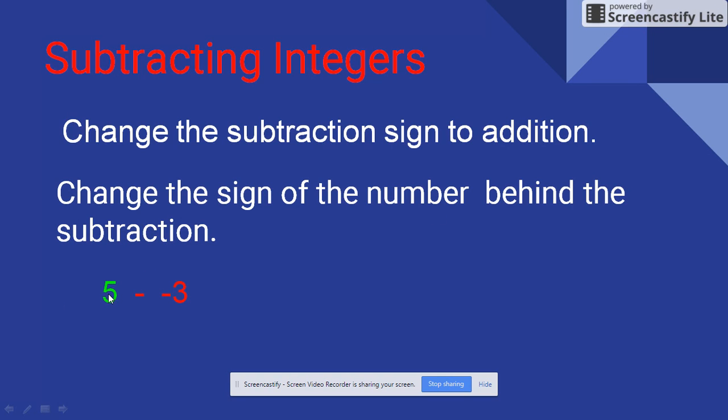Example, 5 minus negative 3. So you have to change the subtraction sign and negative to positive. It's going to be 5 plus, minus becomes plus, and negative becomes positive. So we have 5 plus 3. The answer is positive 8.